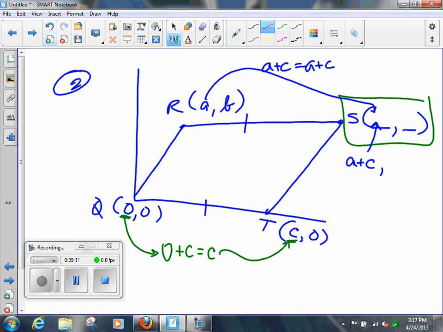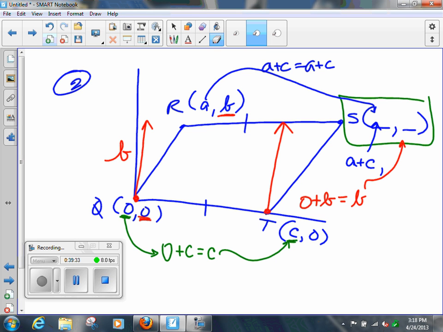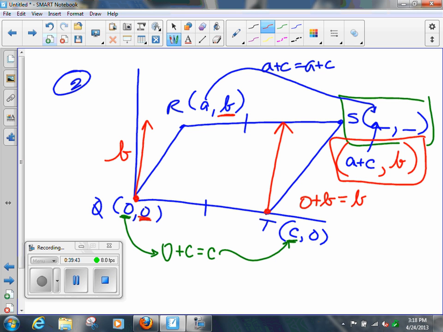And then, how do we know how high this thing goes? It goes from 0 to B. So what am I going to add here? 0 plus B is B. And we're going to put it here. Now, I know that looks strange, and I need you to take time and think about it. Let's look at the options.